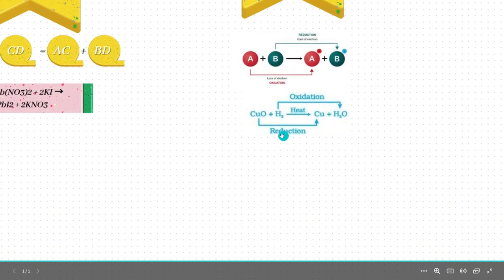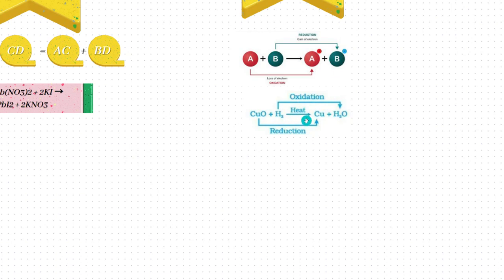See here. CuO plus H2, when we are applying heat, it becomes Cu plus H2O. Here we are able to see that from the CuO, the O is transferred to H2. So CuO becomes Cu, that is a loss of oxygen, which is actually reduction. And H2 is oxidized to water, means H2 gains oxygen to become water. So gain of oxygen is oxidation and loss of oxygen is reduction.